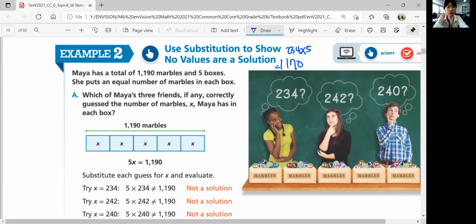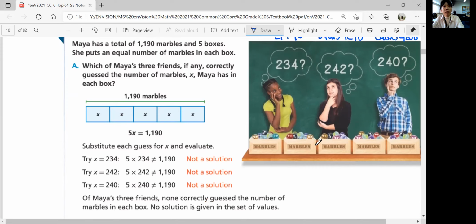What about 242 times 5? 242 times 5 is 1,210. That is not 1,190. What about 240 times 5? 240 times 5 is 1,200. That is not equal to 1,190. None of them has guessed it right. Of Maya's 3 friends, none correctly guessed the number of marbles in each box. No solution is given in the set of values.